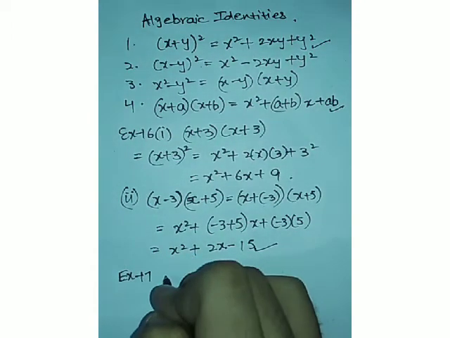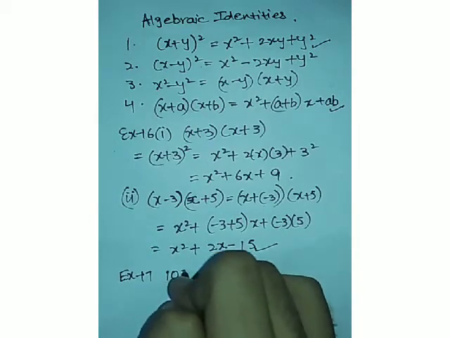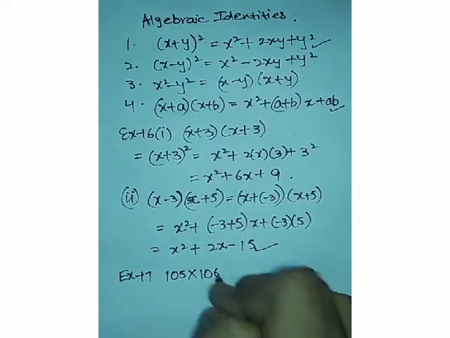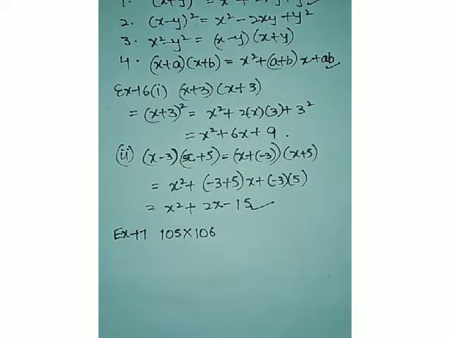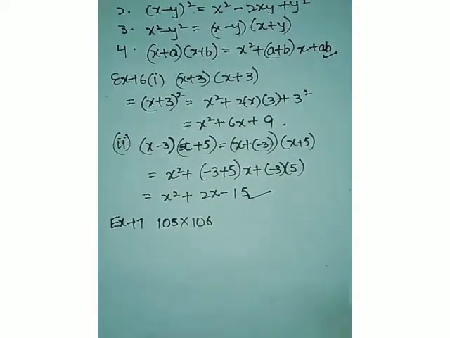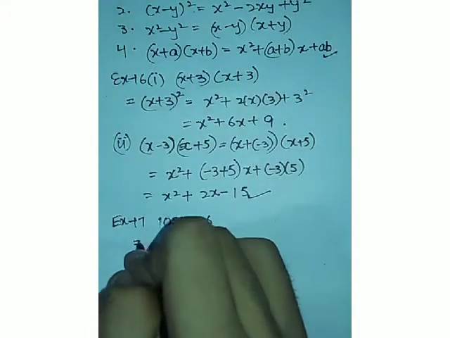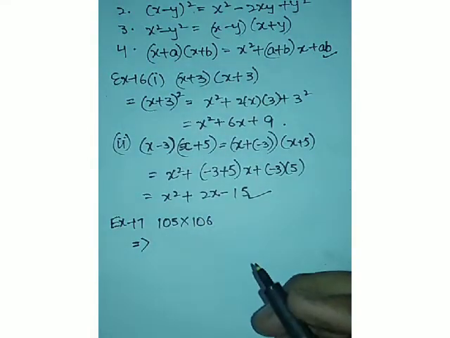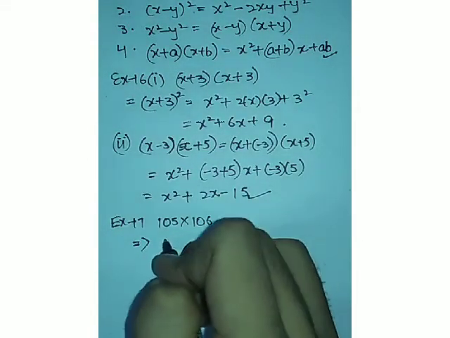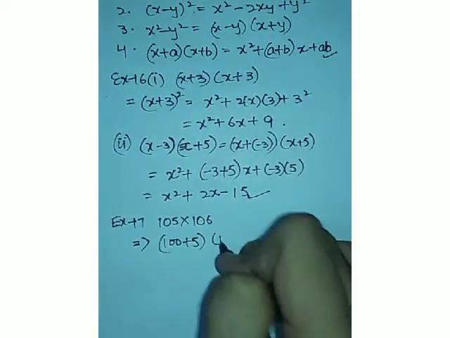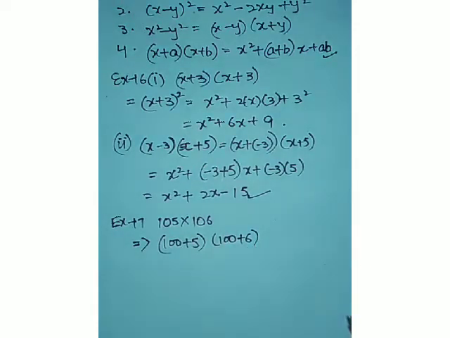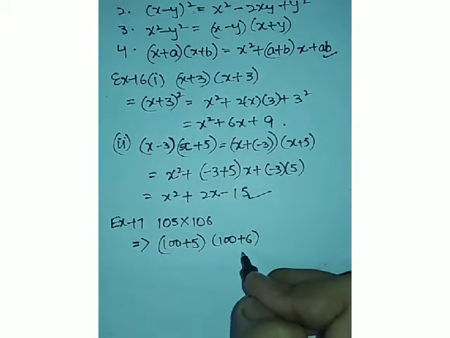That is example 17. We have to evaluate 105 multiplied by 106 without multiplying directly. You have to multiply, but you have not to multiply directly. So what will you use? You will use the nearest whole number. Like the nearest one is 100. You can write it as 100 plus 5, and for this you can write 100 plus 6. Clear? So 100 plus 5 and 100 plus 6.